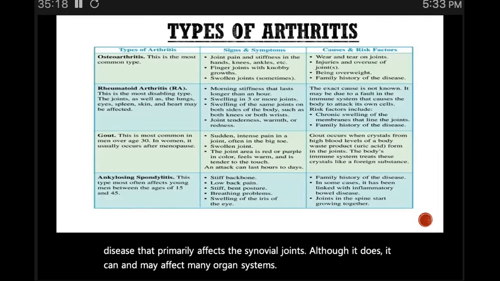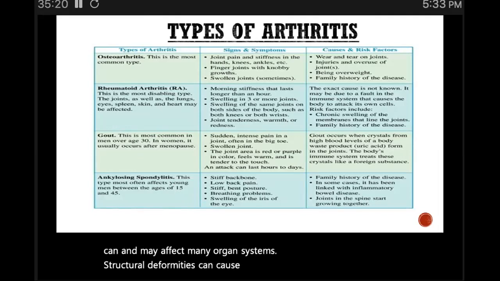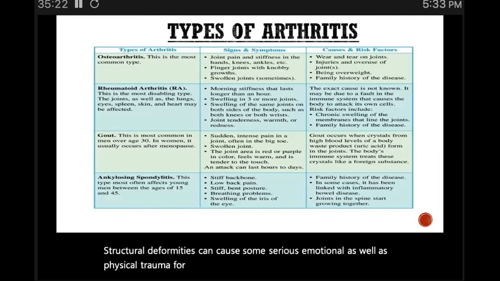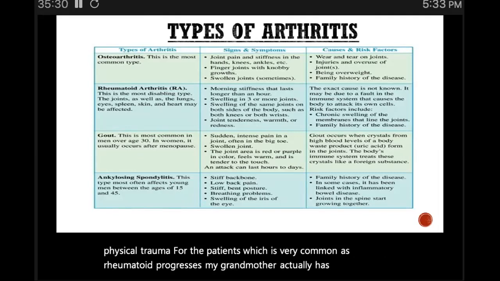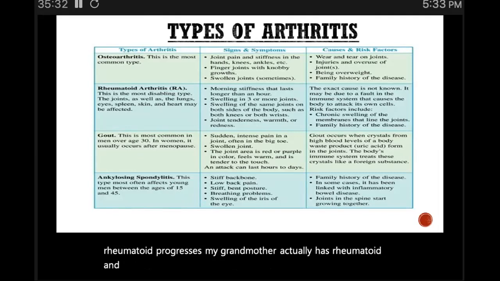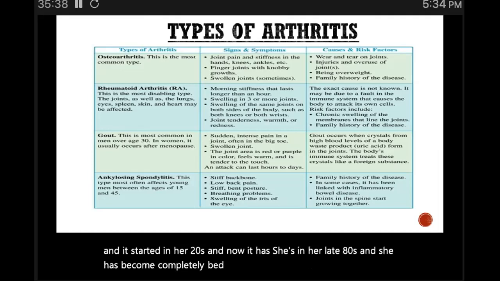Structural deformities can cause some serious emotional as well as physical trauma for the patients, which is very common as rheumatoid progresses. My grandmother actually has rheumatoid, and it started in her 20s, and now she's in her late 80s, and she has become completely bedbound because of the contractures in her hands and feet as the disease has progressed.